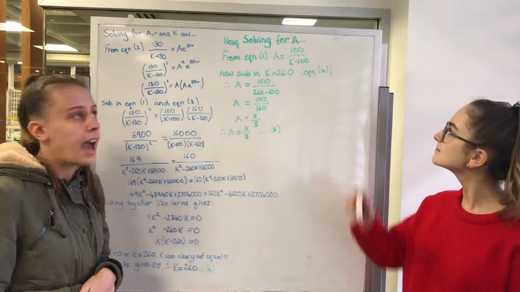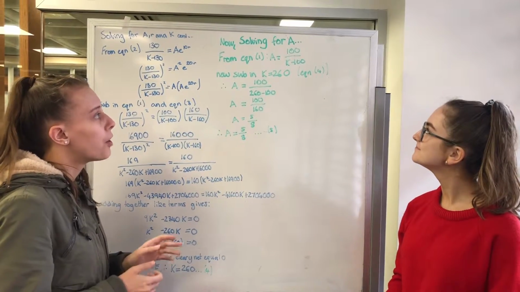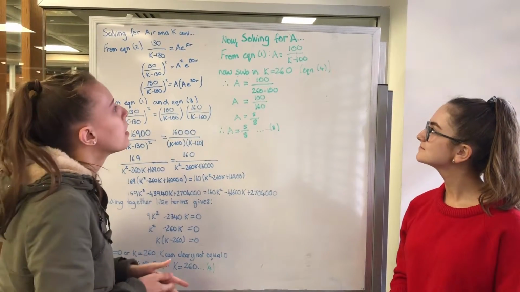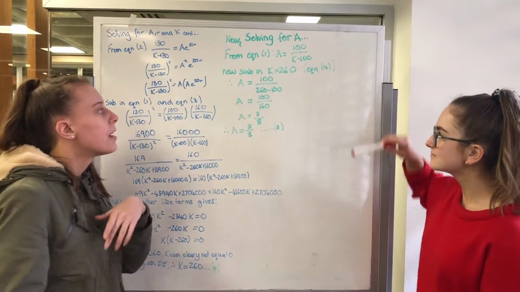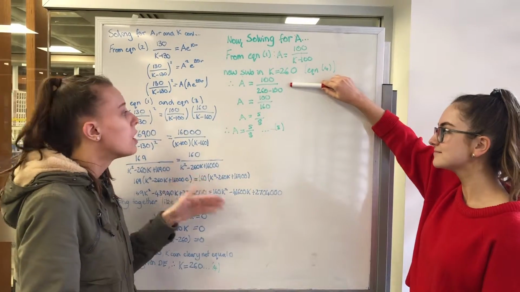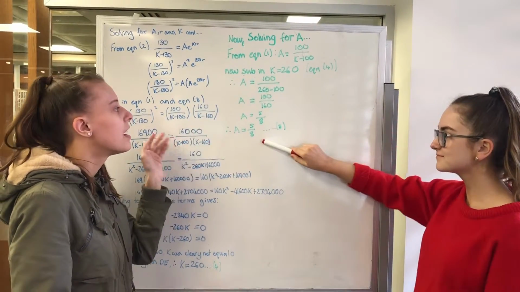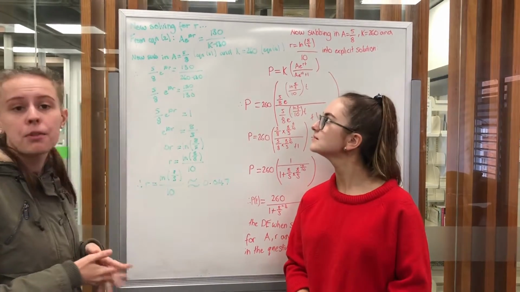And now we'll solve for a. Using equation 1, a equals 100 over k take 100. We now sub in k equals 260, which is equation 4. Therefore, a equals 100 over 260 take 100, which equals, through simplification, 5 over 8, which is now our equation 5. So now we'll be solving for r.